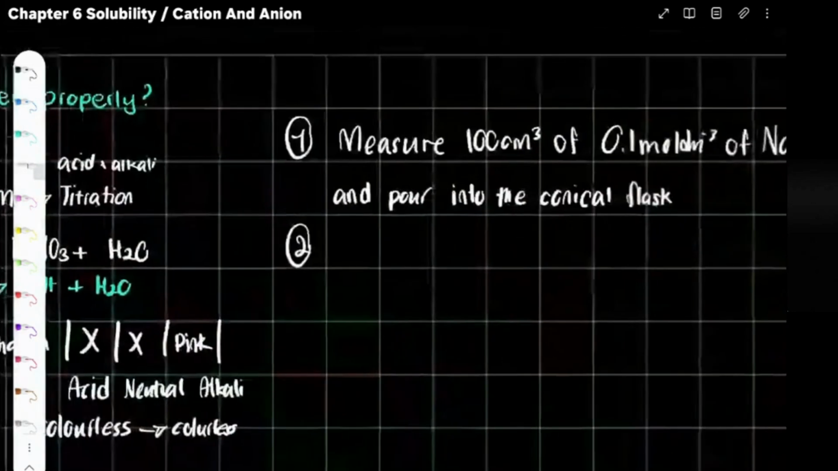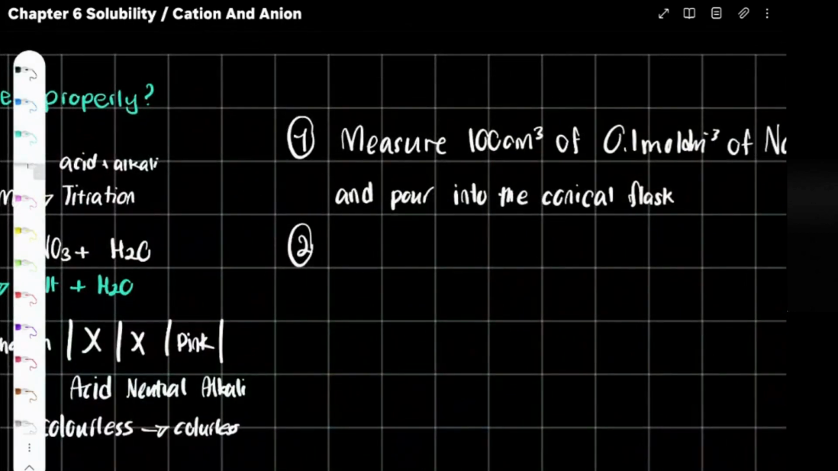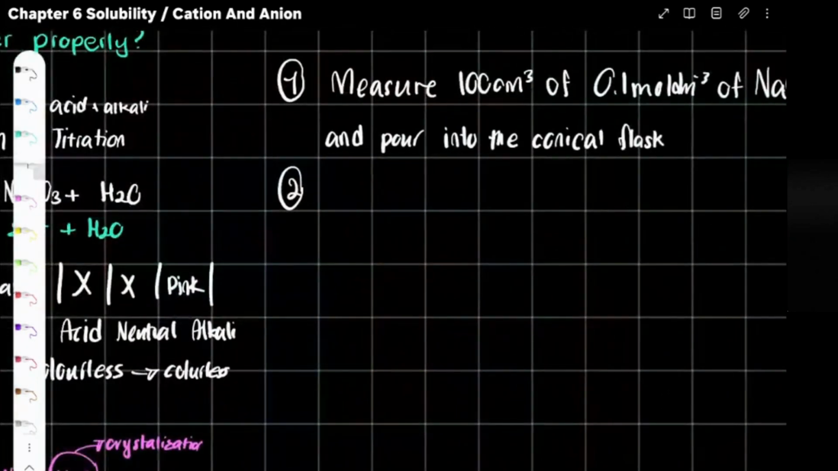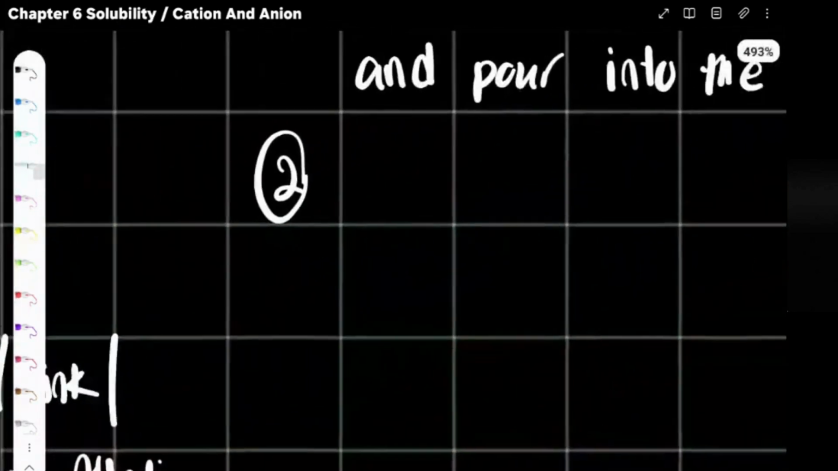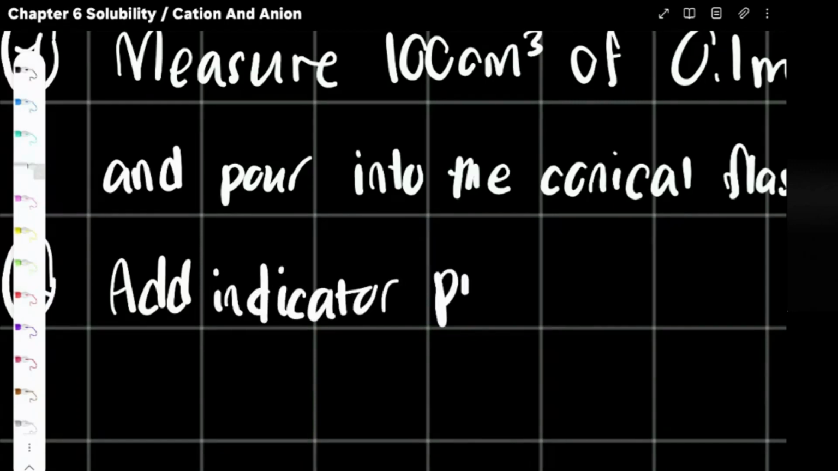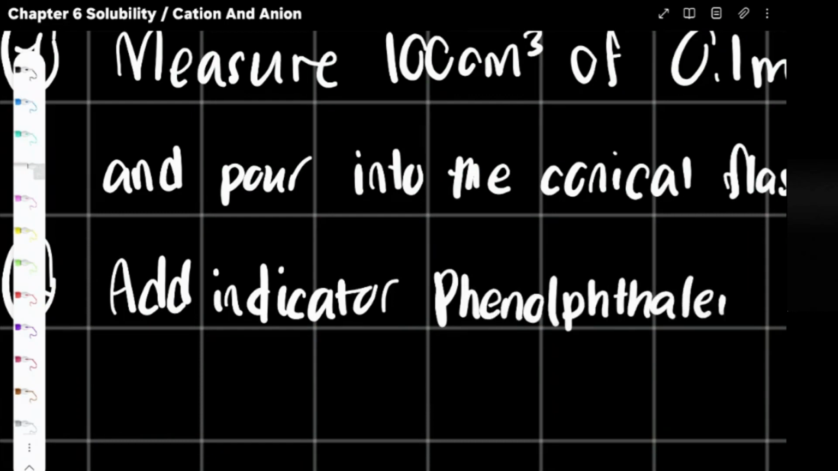The first few steps in writing this one is you have to mention what you do first of all. Now, what you have to do? Of course you're adding an indicator, right? So add indicator. Phenolphthalein. You have to know how to spell phenolphthalein. Okay, you have to add indicator phenolphthalein.